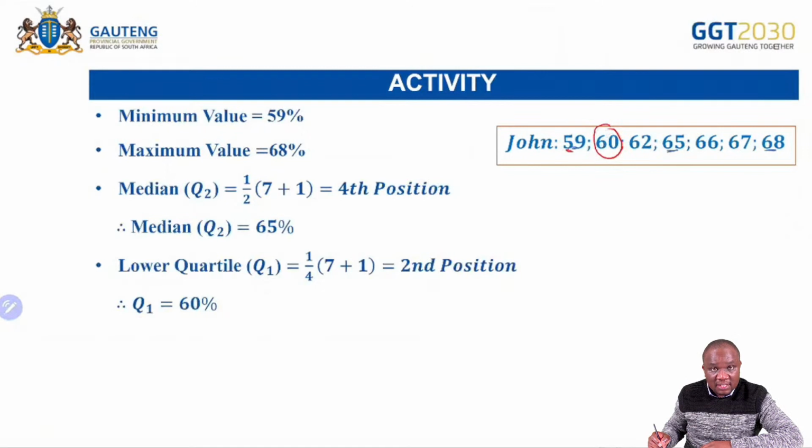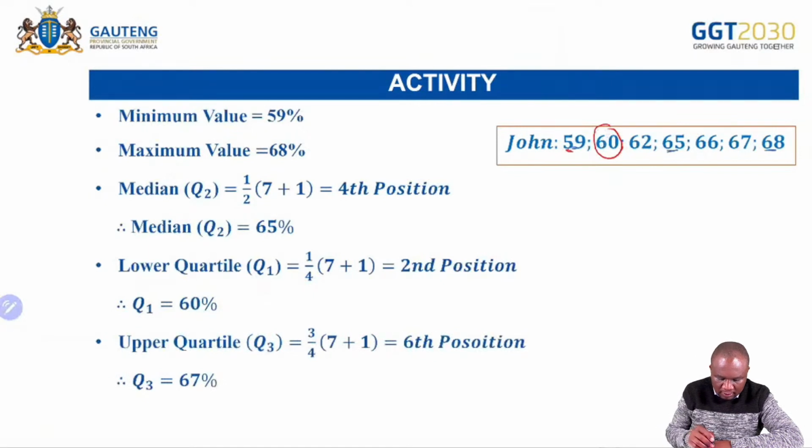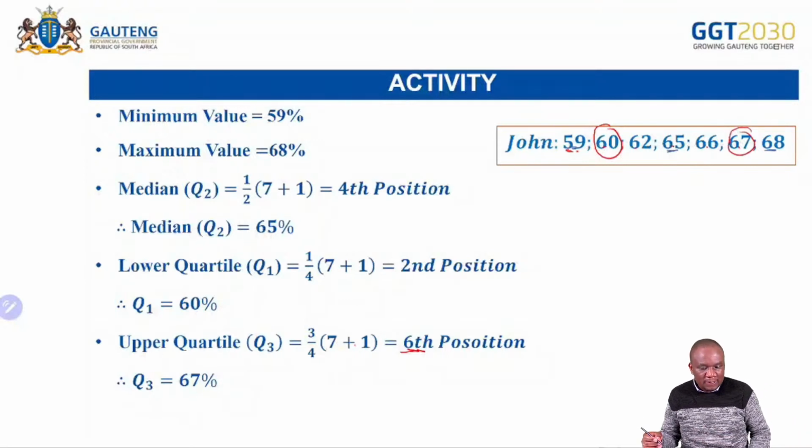And then the upper quartile is 7 plus 1 times 3 divided by 4. We get that it is the sixth position. The sixth position is 1, 2, 3, 4, 5, 6, which is 67%. So that's how we find the lower quartile and the upper quartile.